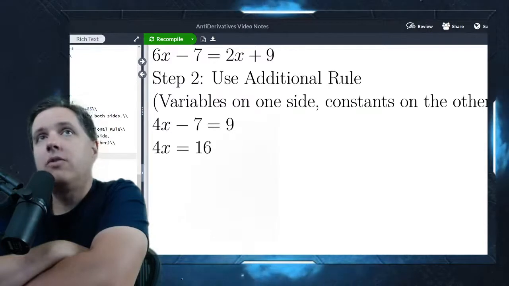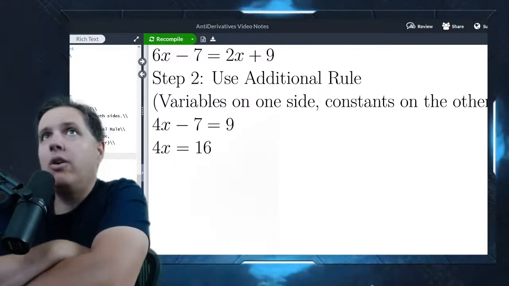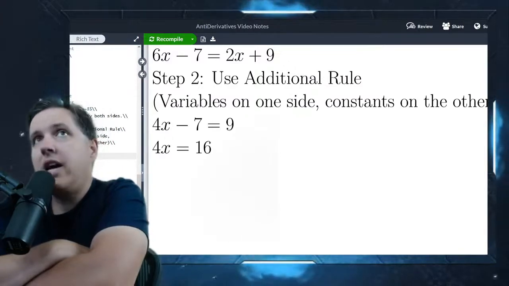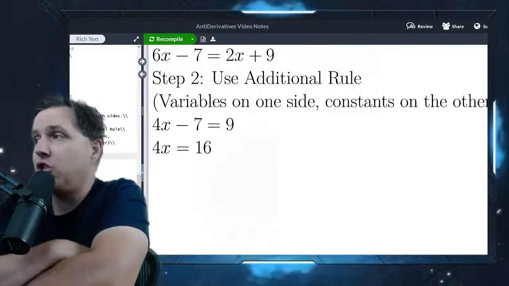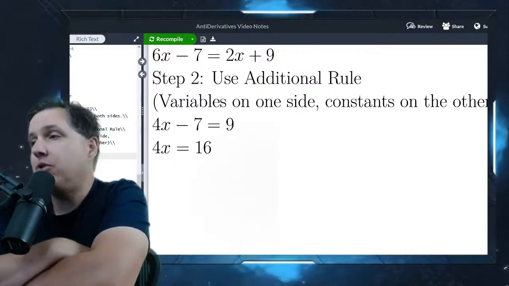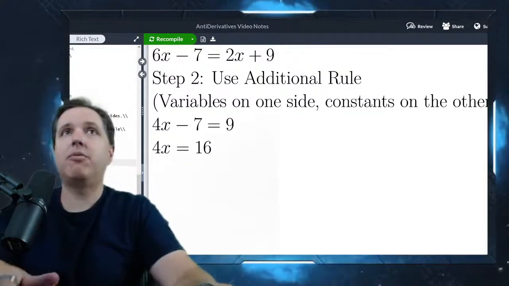Okay, so 4x equals 16. Now we're done. We can't do any more of the addition rule. How do I know that? Well, look, I've got my constants on one side, my variables on the other. We've achieved the goal of step 2. We got there. So now it's time to move to step 3.